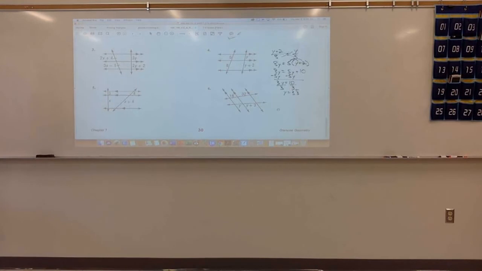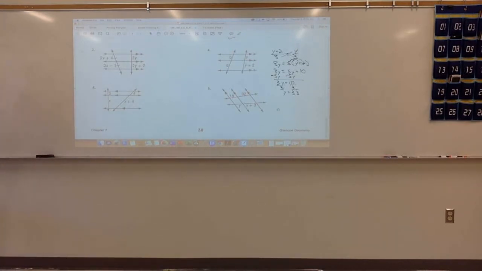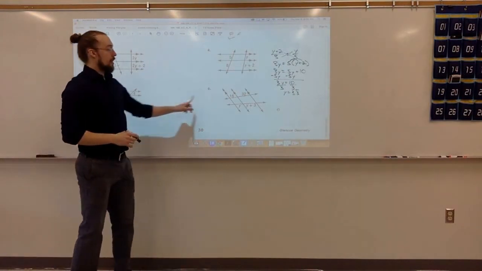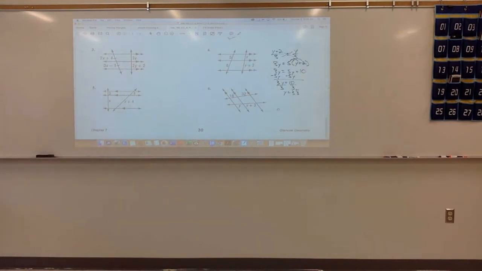Or you could fill up your old paper with threes, but then you still have to put a repeating sign for the last one. Alright. Questions on something like that? Alright, then you guys try 5 and 6. Okay, try 5 and 6.